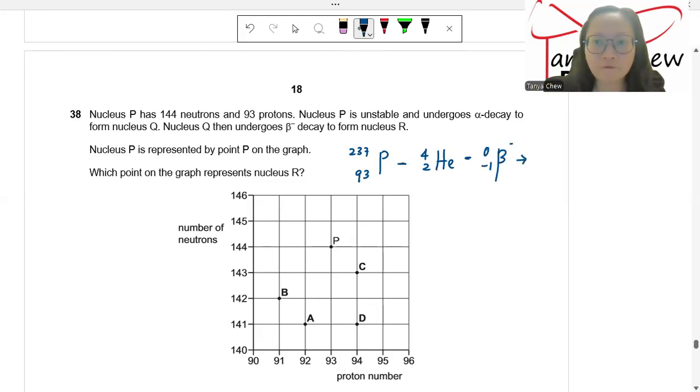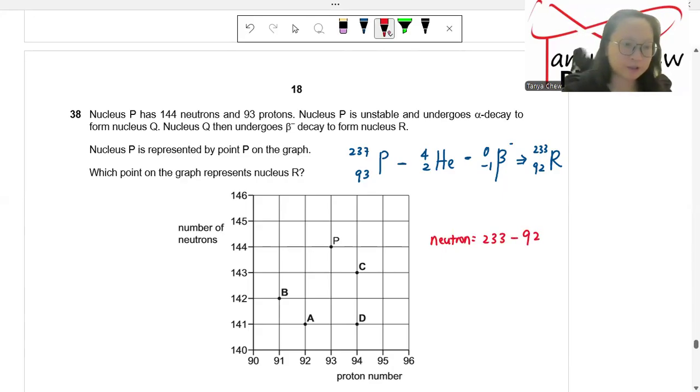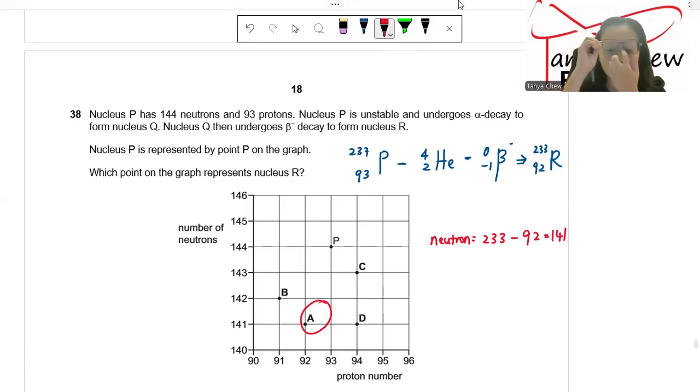Right? Now I have R's nucleon number equal to 237 minus 4, which is equal to 233. The proton number is 93 minus 2 plus 1, which is equal to 92. So R must be somewhere at 92, and the neutron number is equal to 233 minus 92, which is equal to 141. So A is the answer. 141 neutrons and 92 protons.